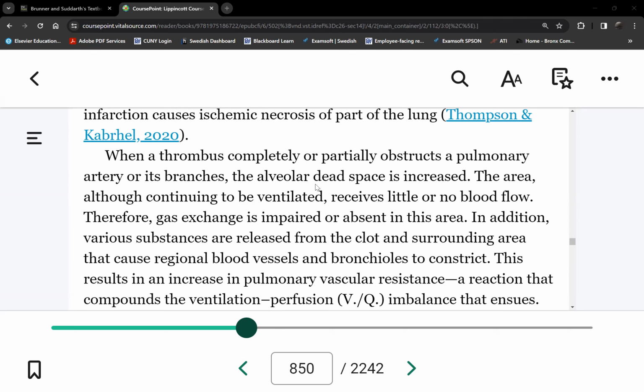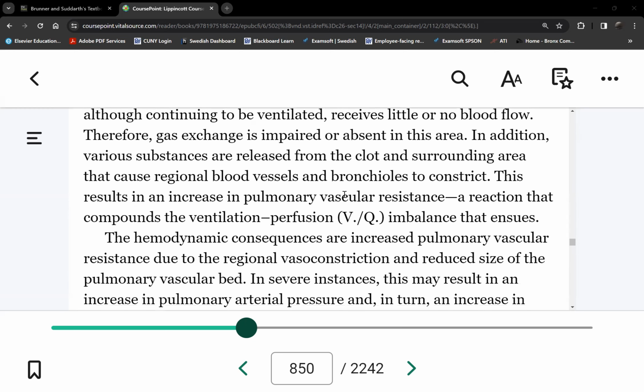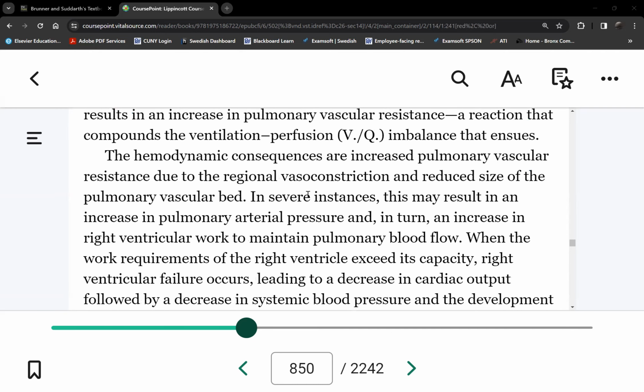So what's the overall result? Low oxygen. So that's the main problem here. So it impairs gas exchange. It impairs oxygenation. Do they kill lung tissue? No, because again, the lungs do not depend on the pulmonary arteries. There's no infarction here.